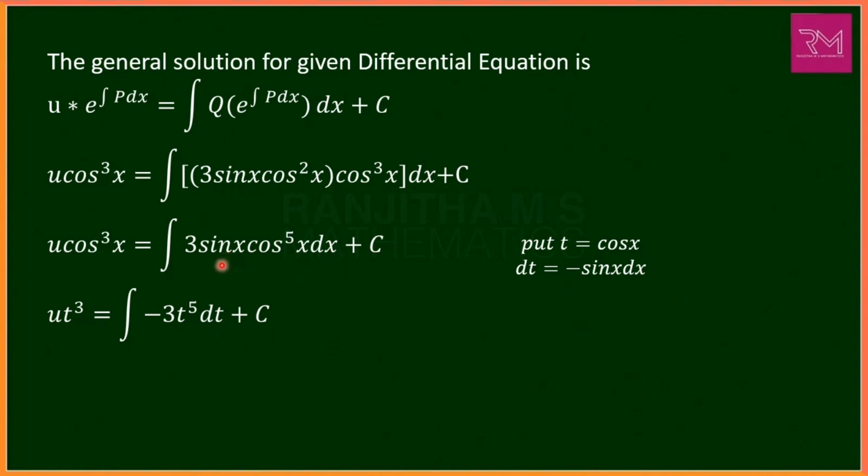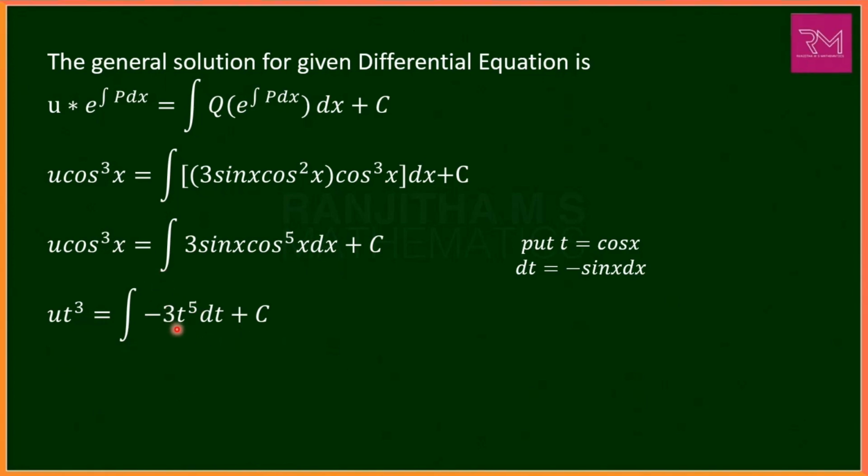Understand carefully. Here, 3 into sin x cos power 5x dx. To simplify the integration, substitute t as cos x. Differentiating, we get dt, which is equal to minus sin x dx. So in place of sin x dx, we substitute minus dt, and in place of cos x substitute t. We get u into t cube, which is equal to the integral of minus 3 into t power 5 dt plus c. Now, we can integrate easily.